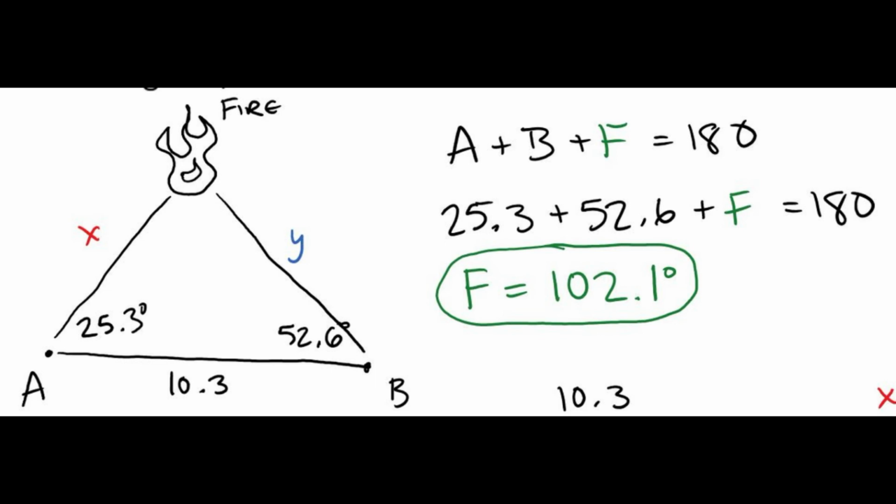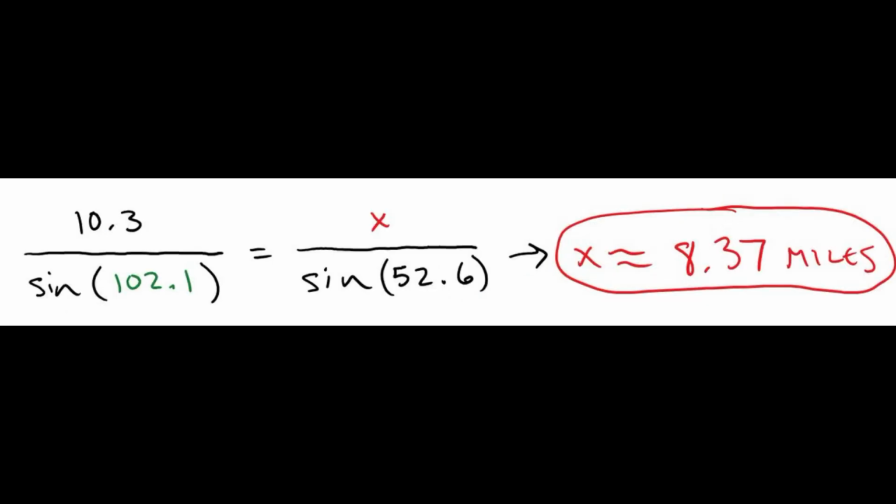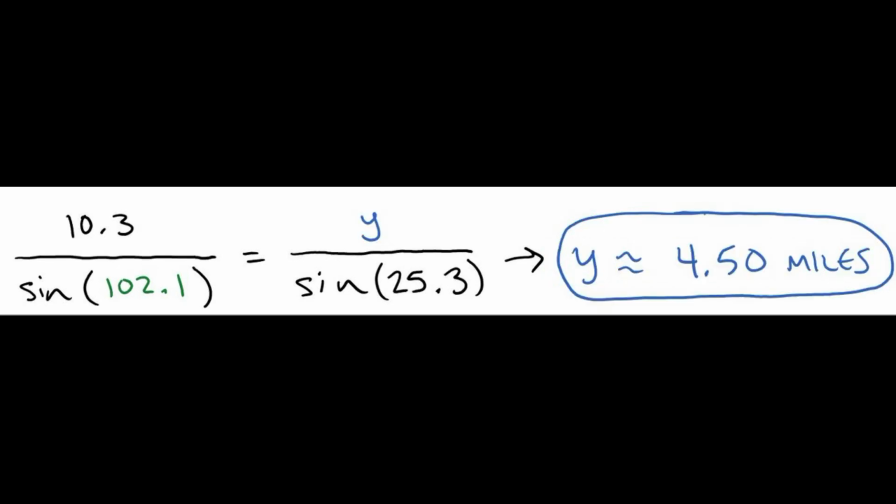So I'm going to set this up with 10.3 over the sine of 102.1 equals, and then the side length I want is X first. So I put X over sine of 52.6. You end up with X is 8.37 miles. And then I do the same trick for Y, but now I'm using the sine of 25.3, which is across from side length Y, and I end up with 4.5 miles. So that is what I got.